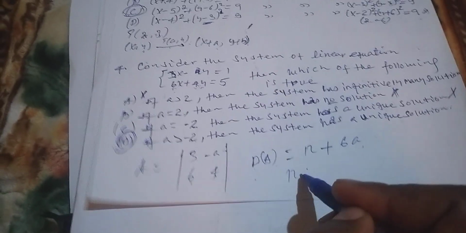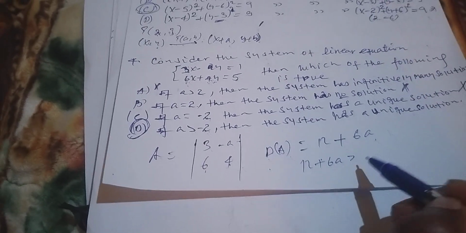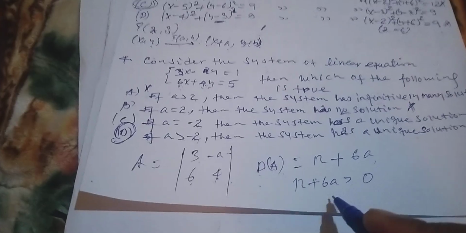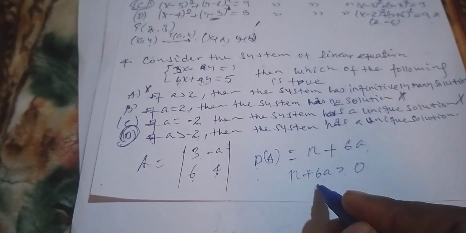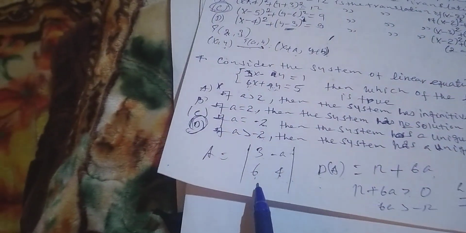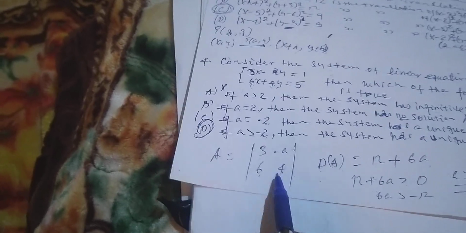If you want to check by using the determinant, look. So how do you find the determinant of A? The determinant of A is equal to 12 plus 6a. If 12 plus 6a is greater than 0, the system has a unique solution. Look, from this, 6a is greater than negative 12, this means a is greater than negative 2. If the determinant is 0, the system has no solution.